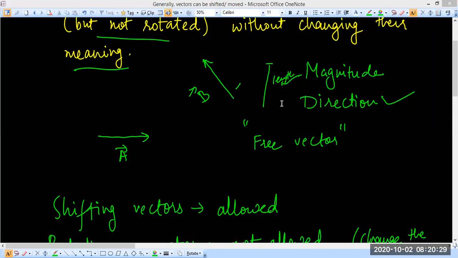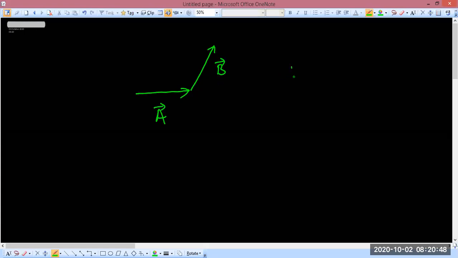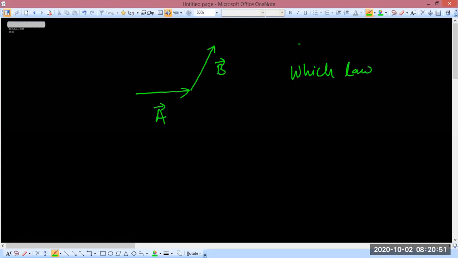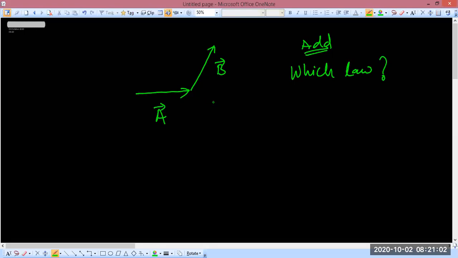Right. Now, what does this have to do with addition by parallelogram or addition by triangle? Let's have a look. Suppose I draw a vector A here, and then someone gives me a vector B here, like this. To add them directly, which law should we use in this situation?